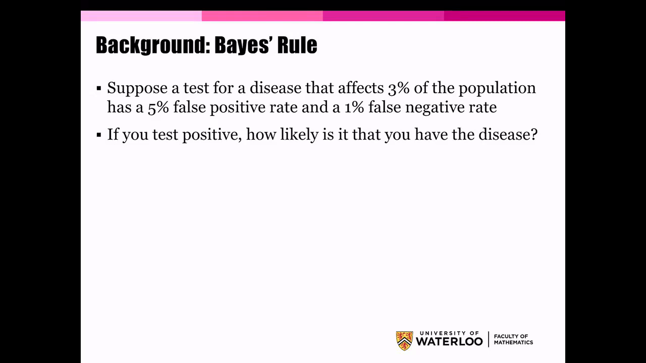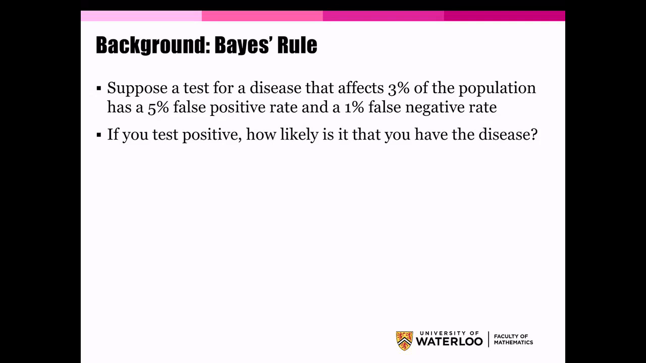So imagine that we have a test for a relatively rare disease that affects 3% of the population. And this test has a 5% false positive rate and a 1% false negative rate. That sounds like a pretty accurate test, only about 5% being wrong in the direction where you don't have it but it says you do, and 1% the other way, where you do have it but the test says you don't. So imagine that you test positive for the disease. How worried should you be? How likely is it that you actually have the disease?